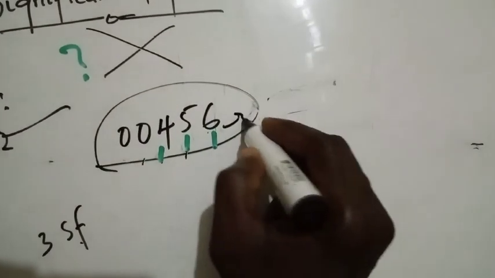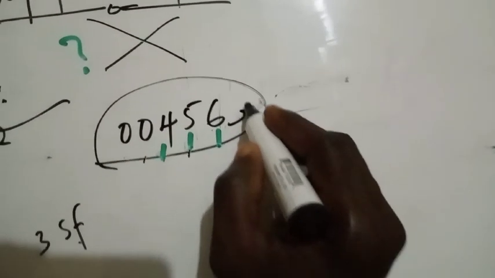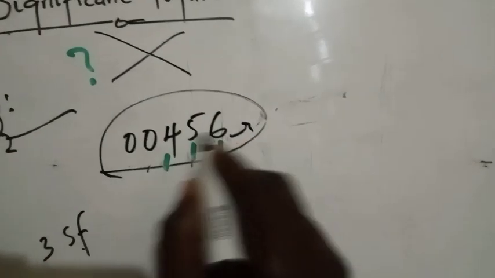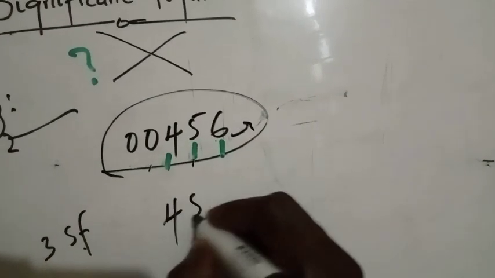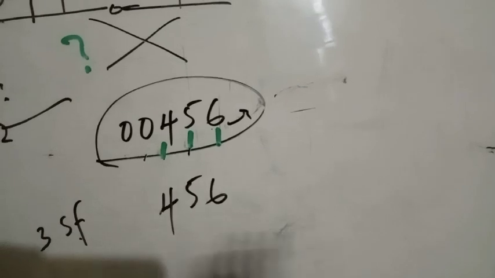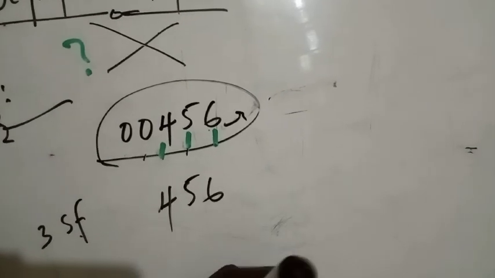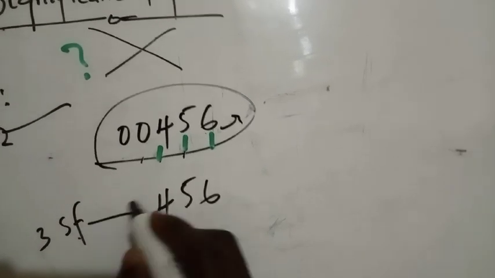So 3 significant figures. Who follows here? Who is the next person, because we are moving forward? 0. So you leave this one as it is. That's going to be 4, 5, and then 6. Simple like that. So that is to 3 significant figures.